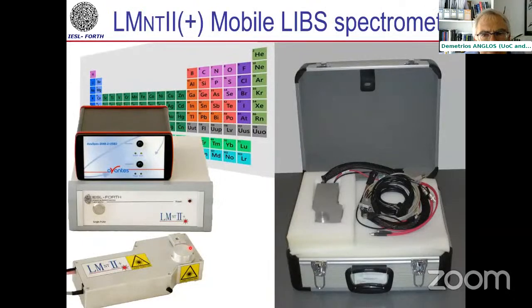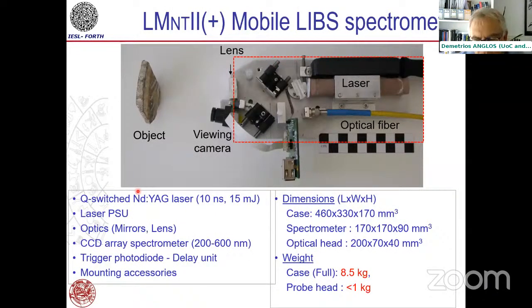I show you here a mobile LIBS spectrometer, which we have developed in our lab, and we use it primarily in cultural heritage applications, but in principle, it's something that can be used for other applications and cases as well. So you can see clearly this little piece here. This is the probe head. It does contain the laser. It does not contain the spectrometer. The spectrometer is connected to it through a fiber.